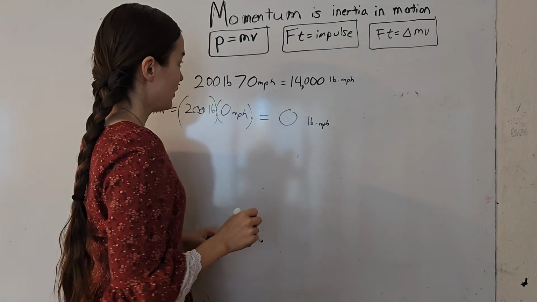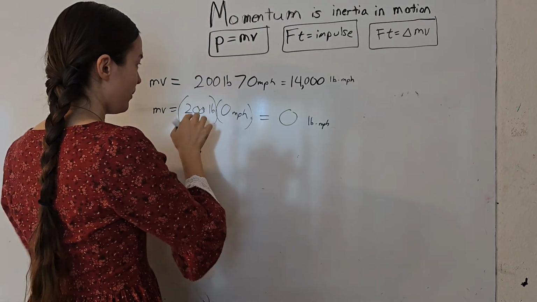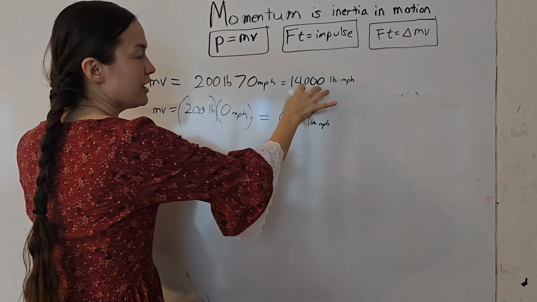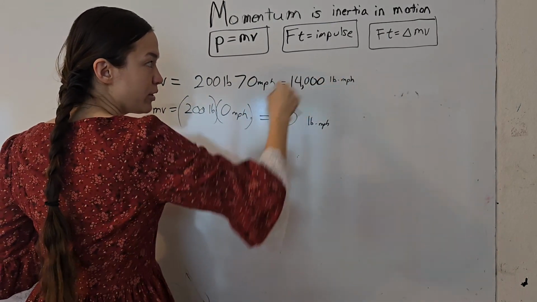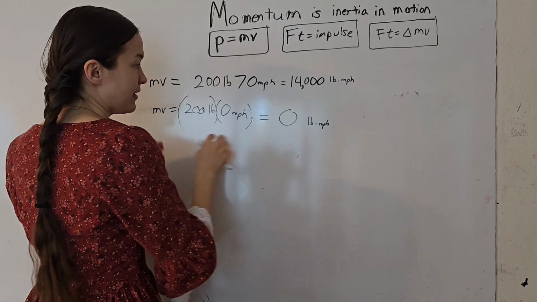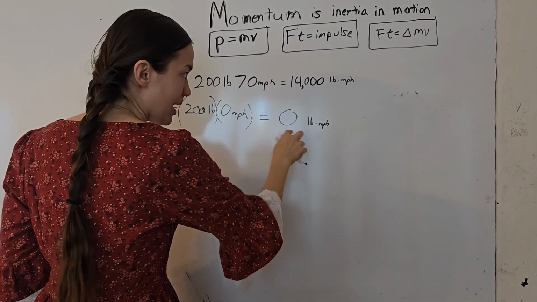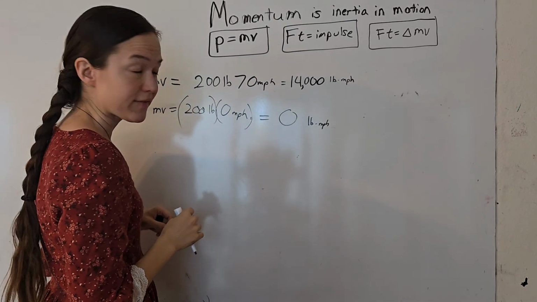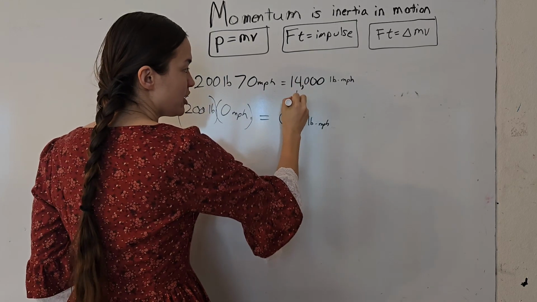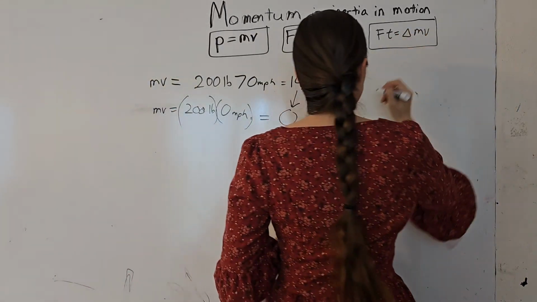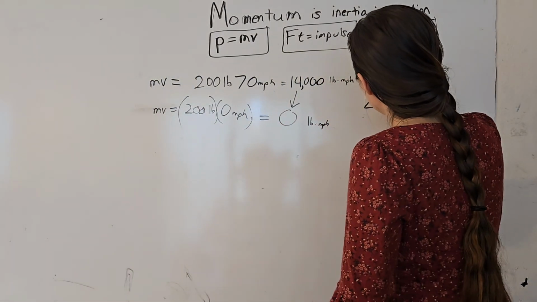Video started. Okay, so we've got this momentum that the guy initially has. We've got 14,000 horrible units of it. And the momentum that he has at the end, when his car is stopped, is 0 horrible units of it. So to go from here to here, we know this is fixed. The change in momentum is fixed.